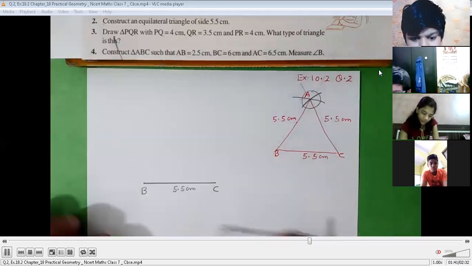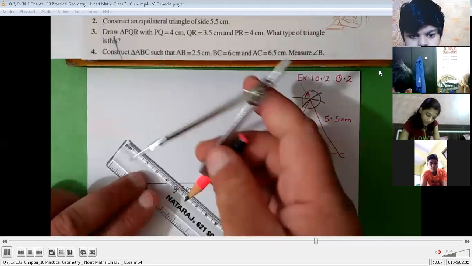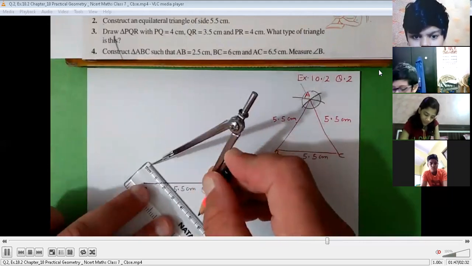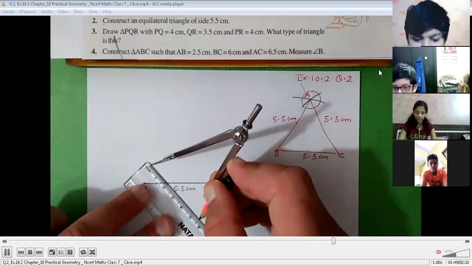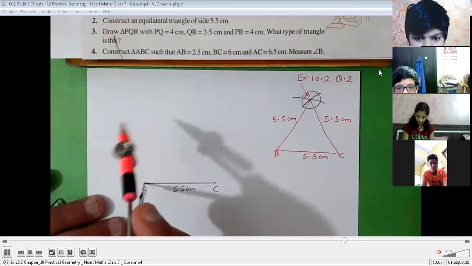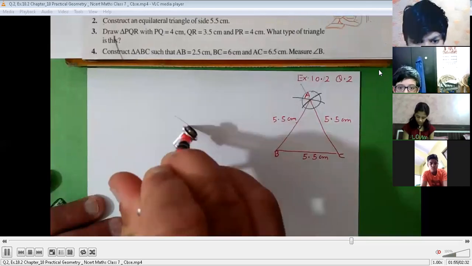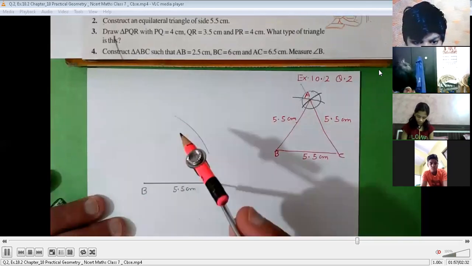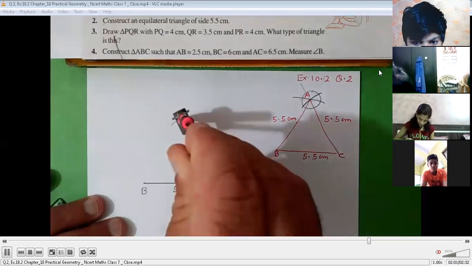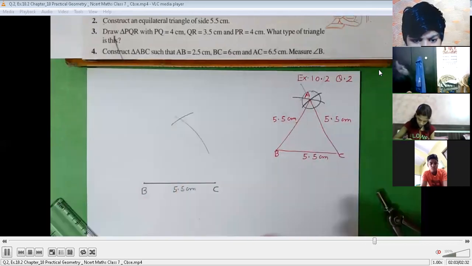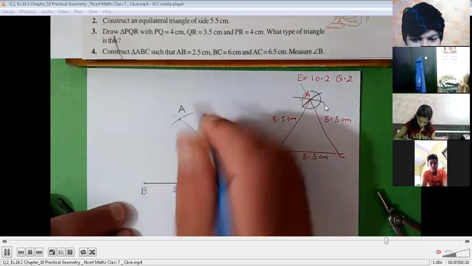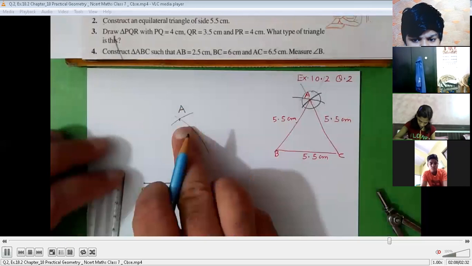First of all, take your ruler in your hand and measure 5.5 centimeters. Measure 5.5 centimeters with the help of compass and scale, take point B and cut an arc like this. Again, with the same radius, cut another arc from point C. Now this is your point A. All of you draw it up to here.